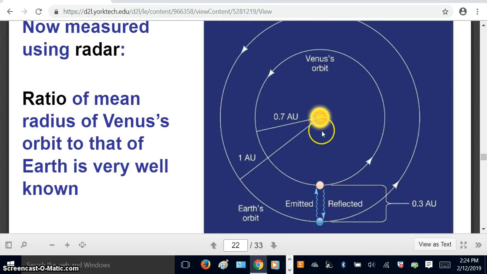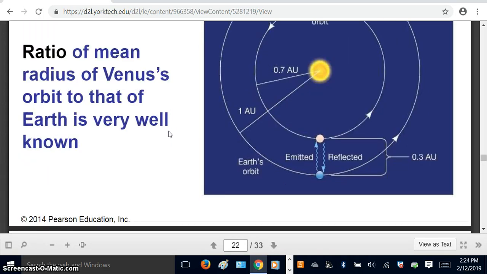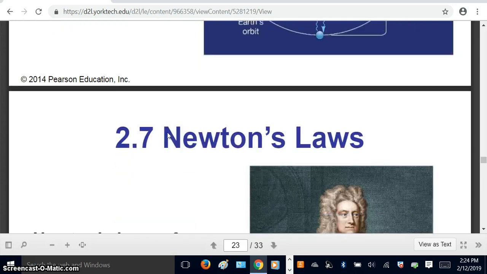Of course, since then, we've actually sent spacecraft to orbit Venus and to take lots of nice pictures. All right. Anyhow, actually, they used radar to break through the clouds, to see through the clouds of Venus, because you can't really see the surface of Venus. Anyhow, that's a different story. We'll get to that later.